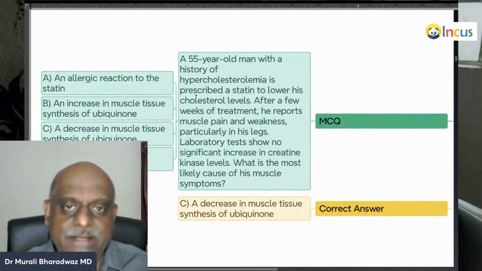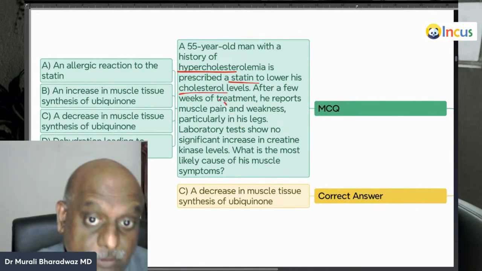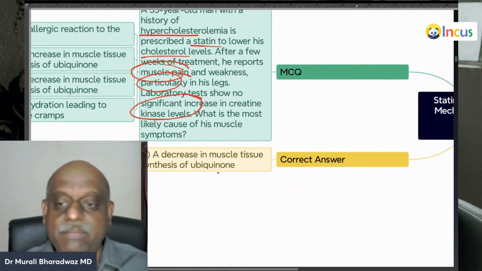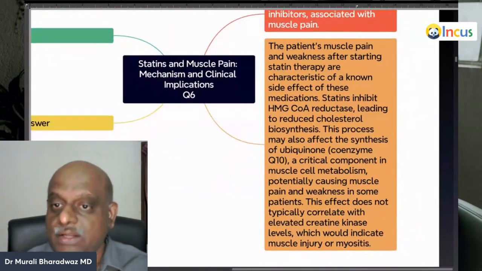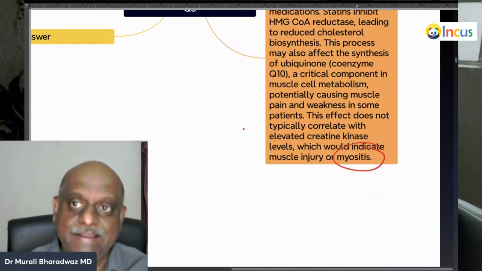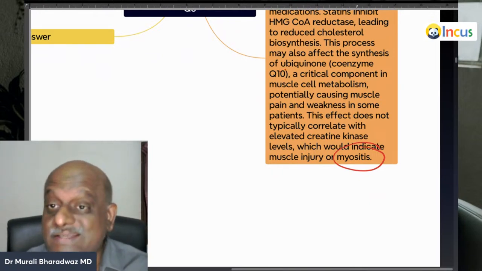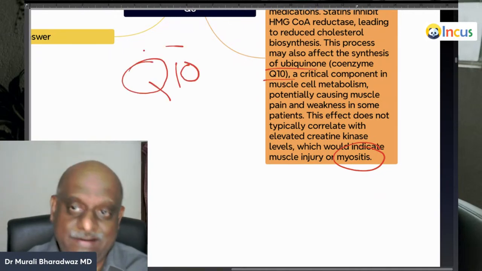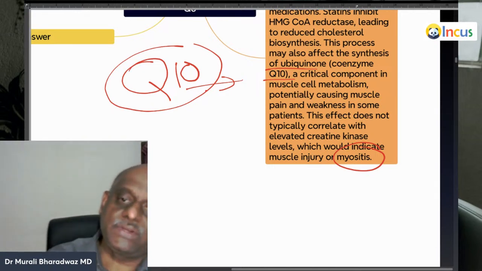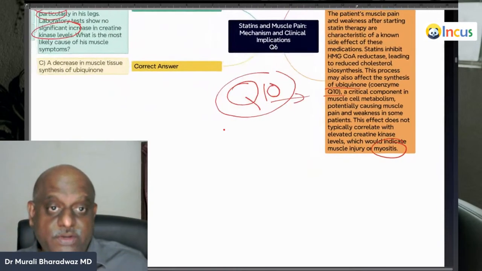A 55-year-old woman with a history of hypercholesterolemia is prescribed a statin to lower the cholesterol. She reports muscle pain, weakness, and increased creatine kinase. So you need to remember that statins can lead to the development of rhabdomyolysis and myositis. And what is the reason? They affect the synthesis of ubiquinone, coenzyme Q10, which is a very important component of muscle cell metabolism, leading to muscle pain and weakness in some patients. And this does not correlate with the elevated creatine kinase, which indicates muscle injury or myositis.